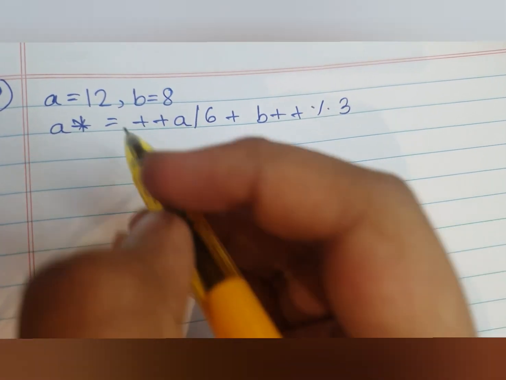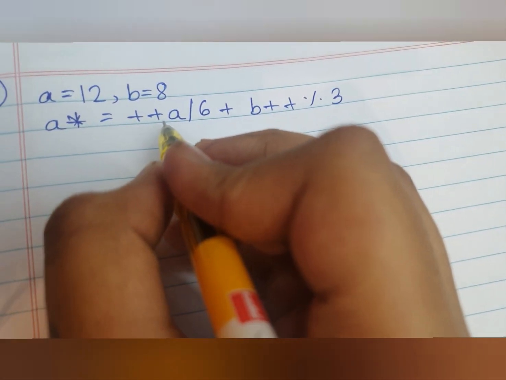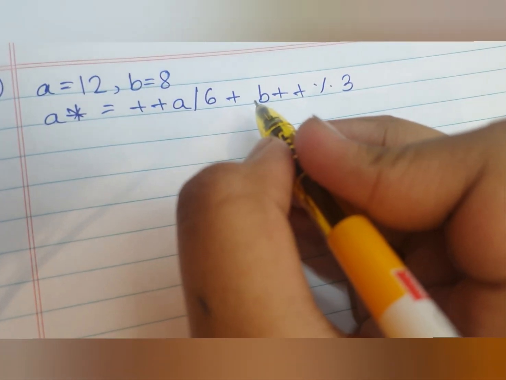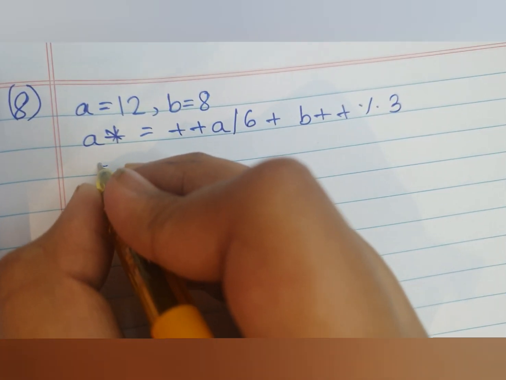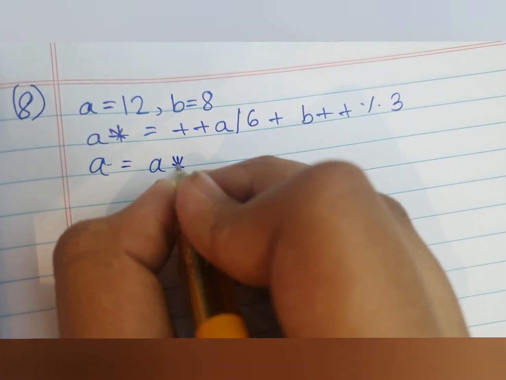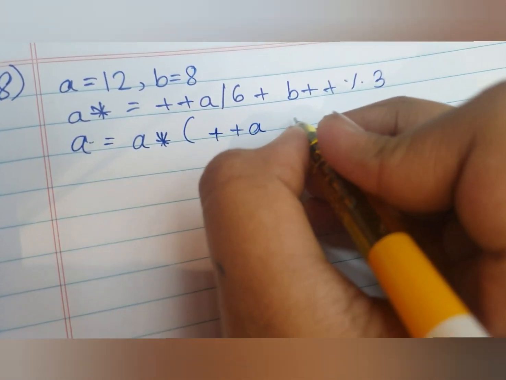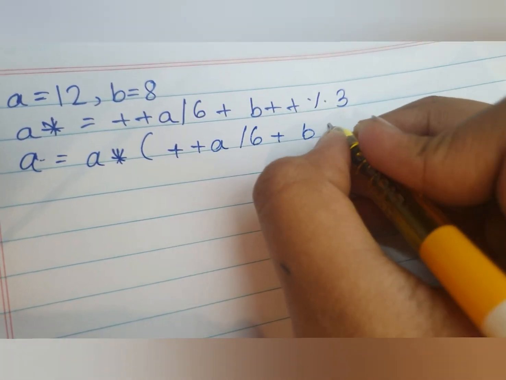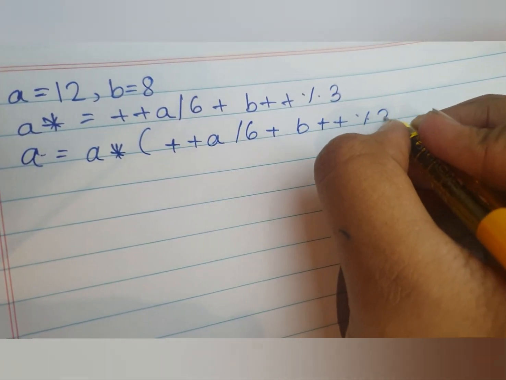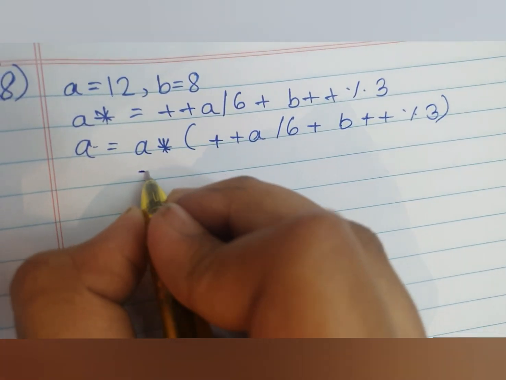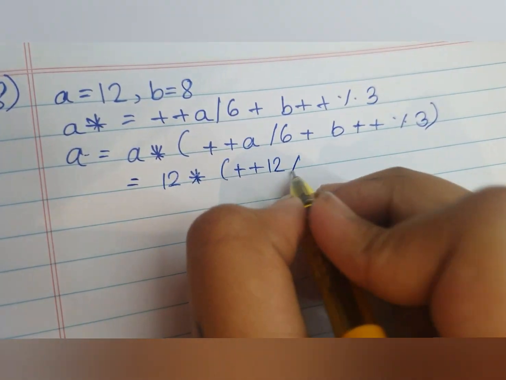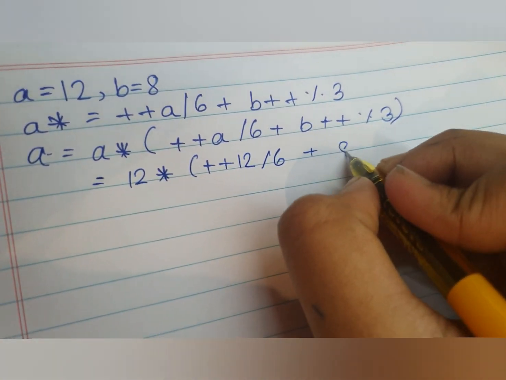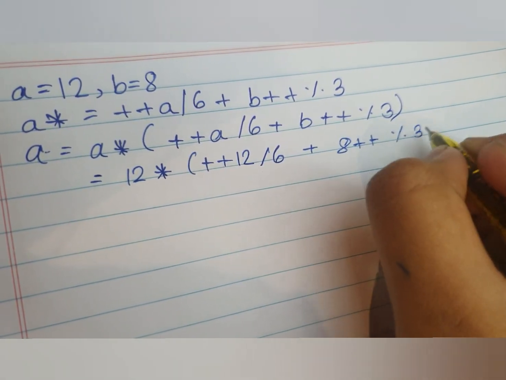Alright. Let's do the 8th question. A is 12, B is 8, and we have to solve A *= ++A / 6 + B + % 3. So we also know what this is. A equals A into, okay, this in bracket, ++A / 6 + B % 3. Then we can solve. So what will this be? 12 into, A is 12, plus 12 by 6 plus B is 8. So 8 modulus 3.